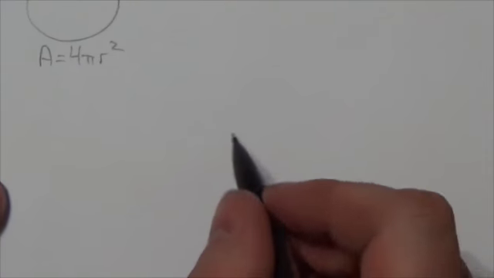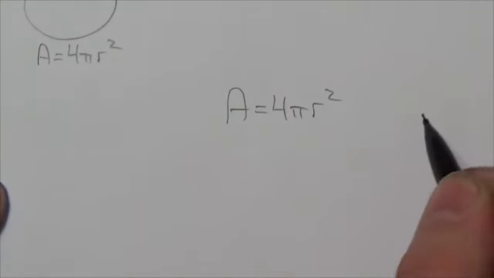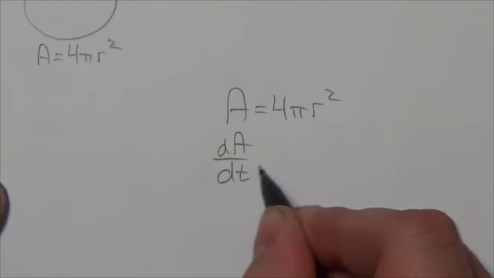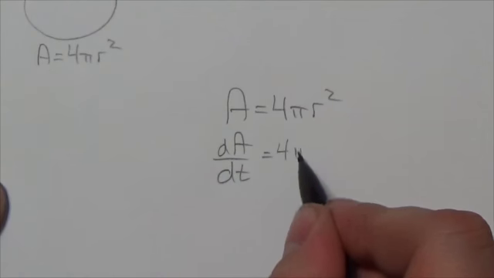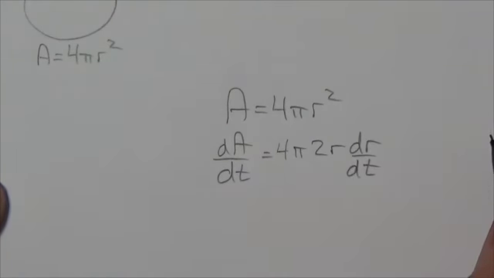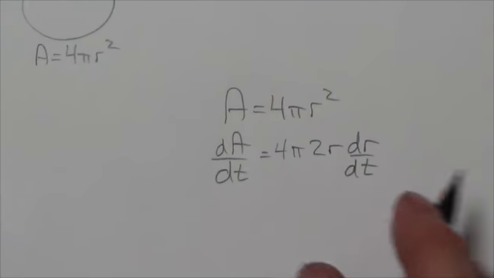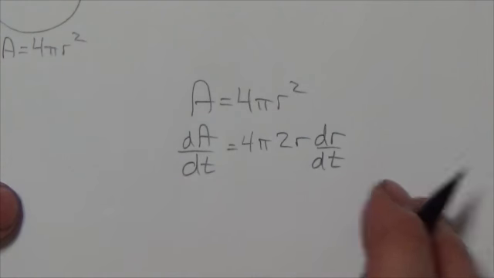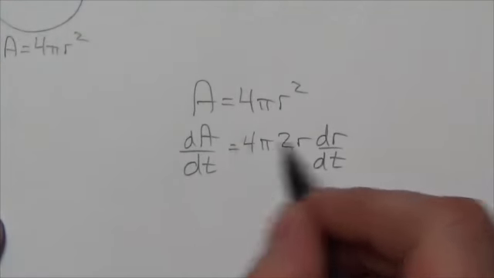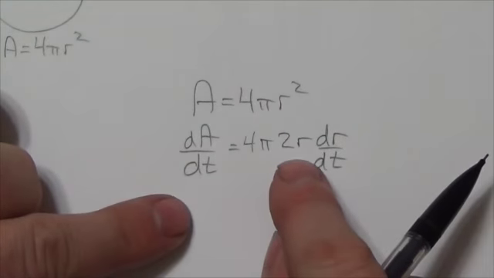So let's just jump into it. Area is equal to 4 pi r squared. And let's take the derivative. The derivative of A with respect to time will be 4 pi times 2r dr by dt. Okay, because we have to take the derivative implicitly with respect to time. Time doesn't show up in there, but we're assuming that A and r are both functions of time here. Now, we're going to figure out what r is.